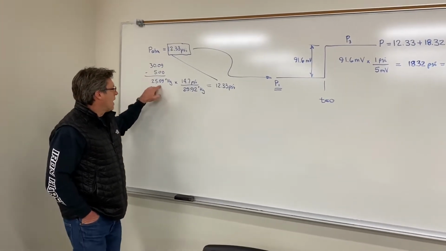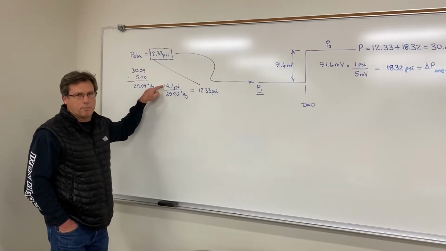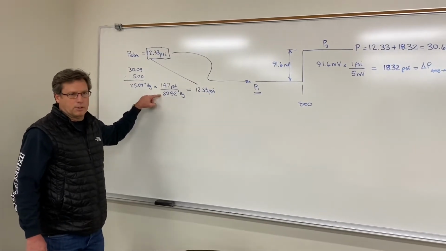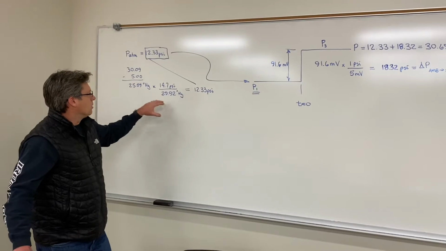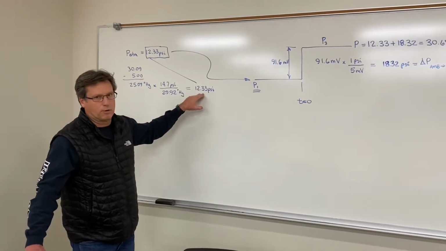We can convert that into PSI, knowing that at 14.7 PSI, 1 atmosphere, the atmosphere has 29.92 inches of mercury capability. And so we end up with a pressure here in Prescott in the lab at 12.33 PSI.